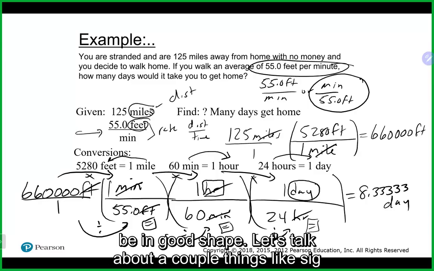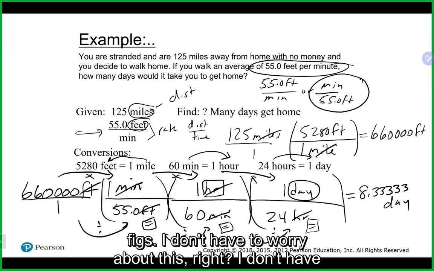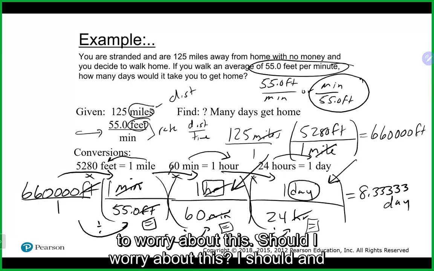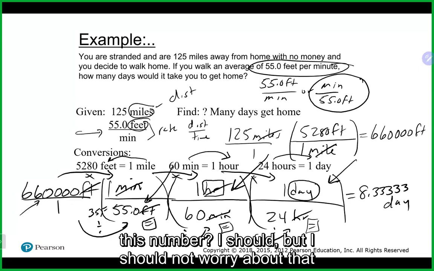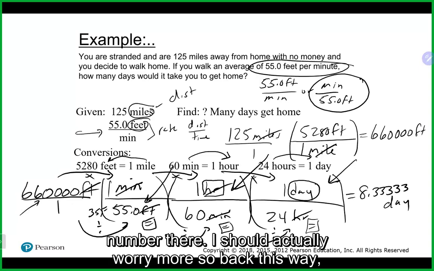Let's talk about a couple things like sig figs. I don't have to worry about this, right? I don't have to worry about this. Should I worry about this? I should. And this has 3 significant figures. Should I worry about this number? I should, but I should not worry about that number there. I should actually worry more so back this way, yes?